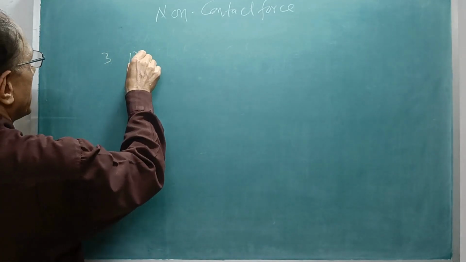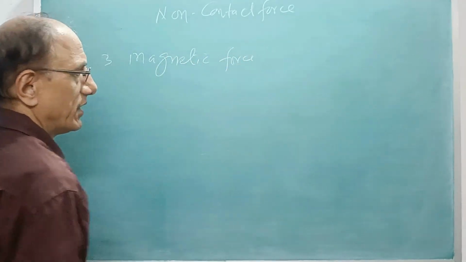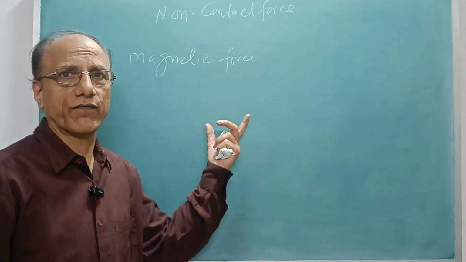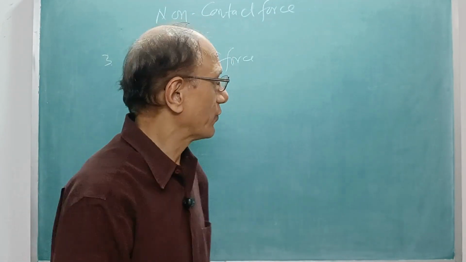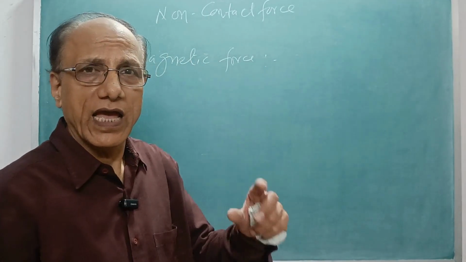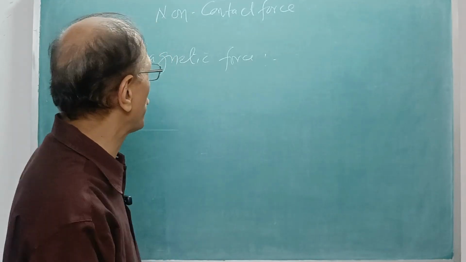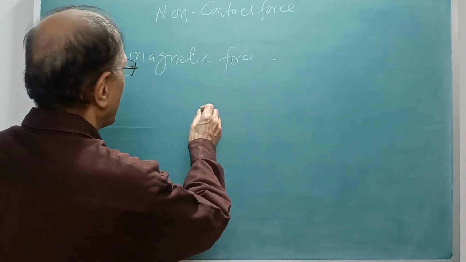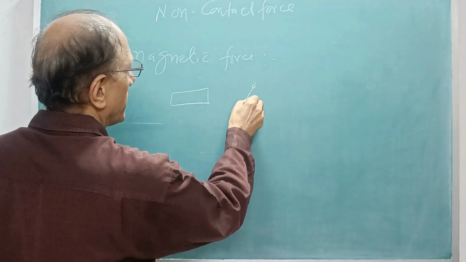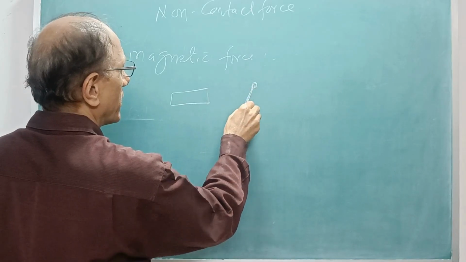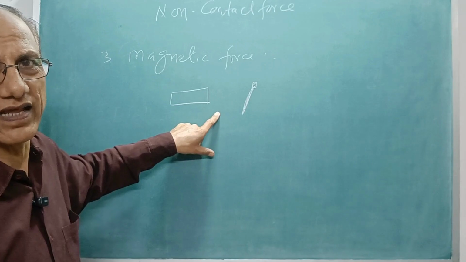The third is magnetic force. That means the force of interaction, which may be attractive, may be repulsive. So the force of interaction between two magnets or a magnet and magnetic material is known as magnetic force. When a magnet is brought near to some magnetic material like a nail, then this magnet attracts the nail.